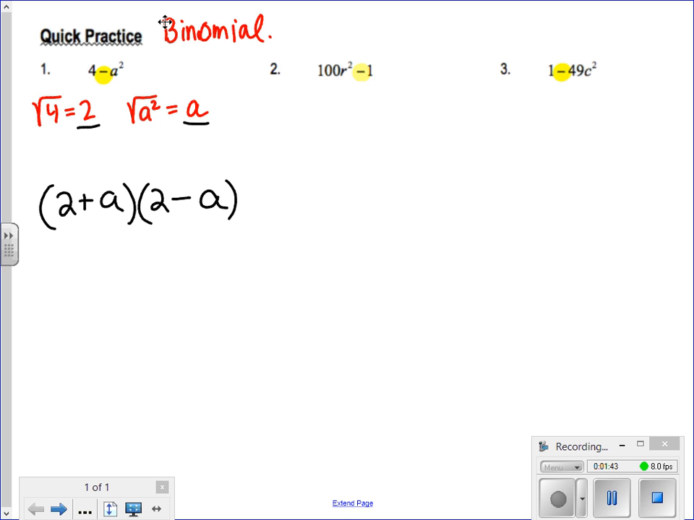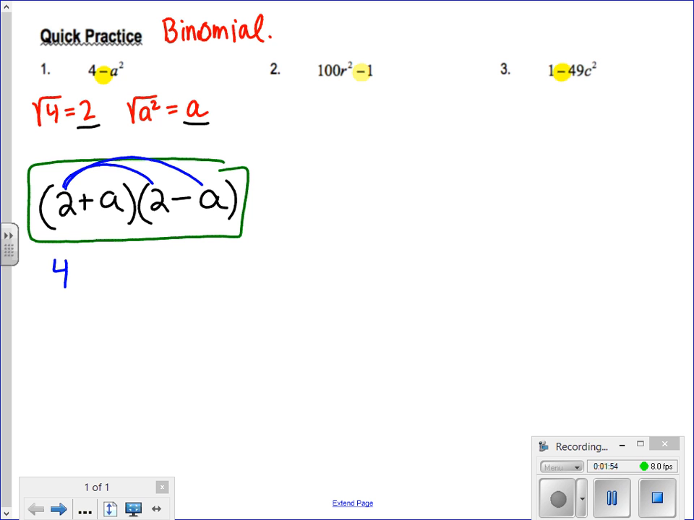Now, if I wanted to check to see if I actually got the right answer here, I would go ahead and distribute. So I'm going to distribute to show you here. 2 times 2 is 4. 2 times negative a is minus 2a. A times 2 is plus 2a. And then minus a squared. The negative 2a and positive 2a cancel each other out. And you're left with negative 4 minus a squared, which is exactly what we started with.